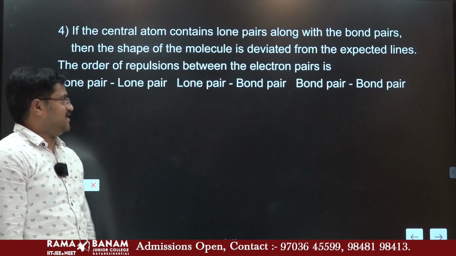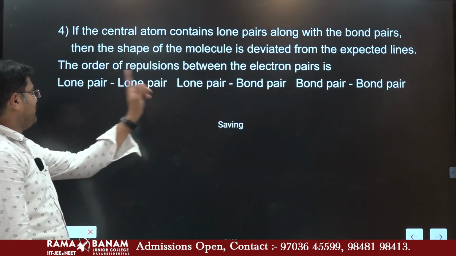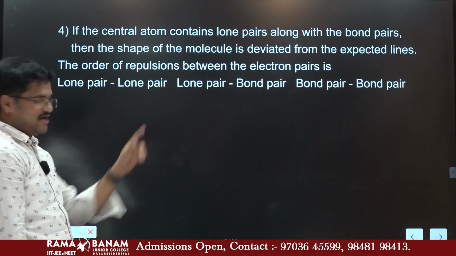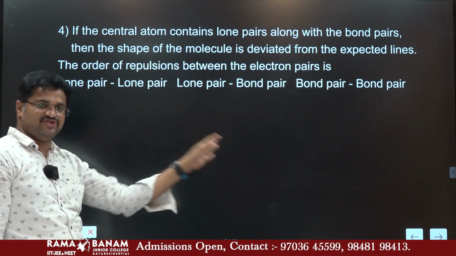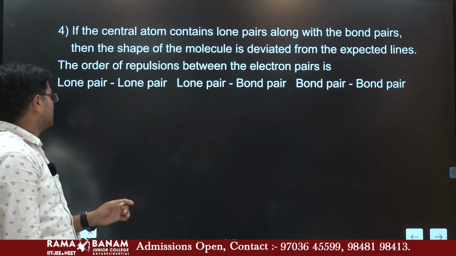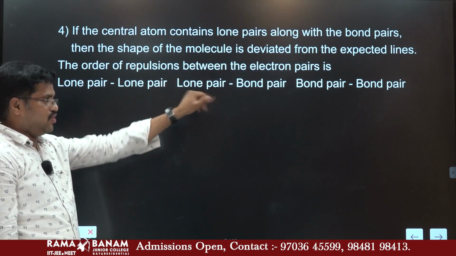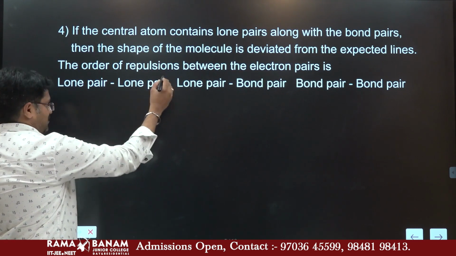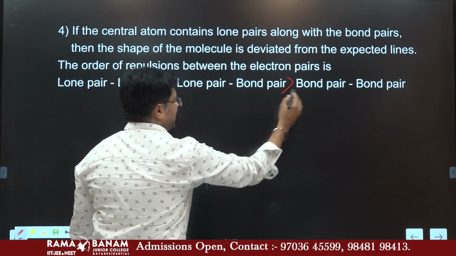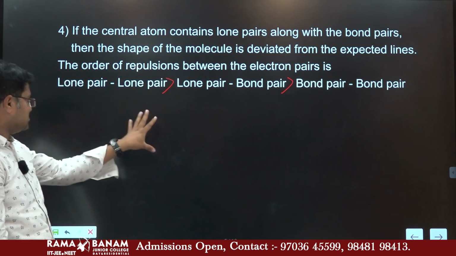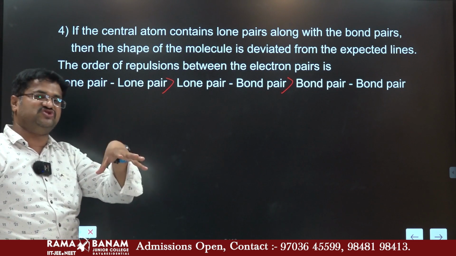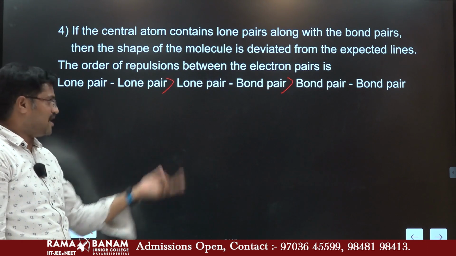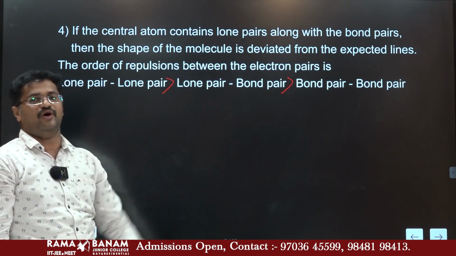If the central atom contains lone pairs along with the bond pairs, then the shape of the molecule deviates from the expected shape, like ammonia. Ammonia has a pyramidal geometry, but the methane molecule has a tetrahedral geometry. The order of repulsions is: lone pair-lone pair is greater than lone pair-bond pair, which is greater than bond pair-bond pair. The main reason is that lone pairs occupy more space on the central atom. That's why lone pair repulsions are greater when compared to lone pair and bond pair.